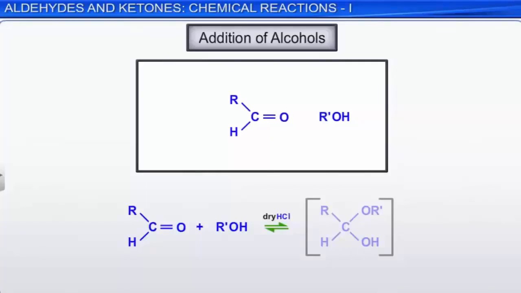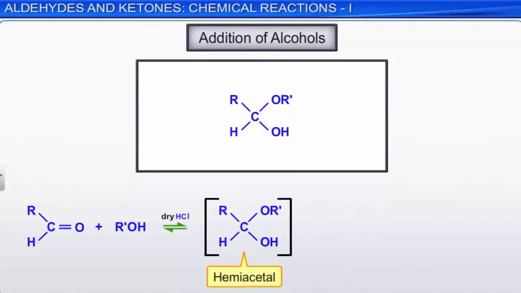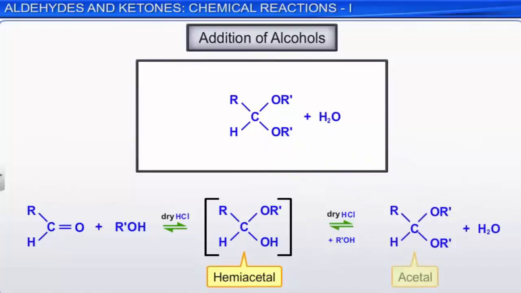Aldehyde reacts with alcohol in the presence of anhydrous hydrogen chloride to form an unstable intermediate known as hemiacetal. Hemiacetal further reacts with one more molecule of alcohol to give a gem dialkoxy compound known as acetal.